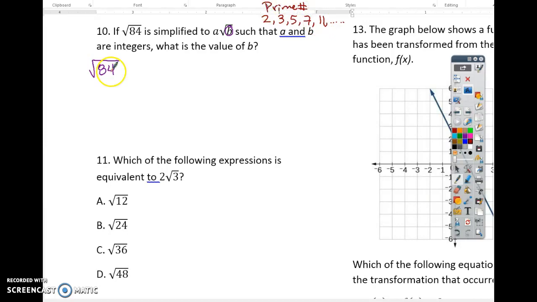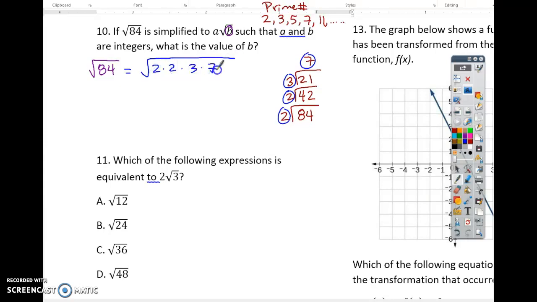And I can start dividing 84. So 84 can be divided by 2. That gives me 42. 42 can be divided by 2. That gives me 21. 21 can be divided by which one of these numbers? It can be divided by 3 and it can be divided by 7. I'm going to do 3 because 21 divided by 3 is 7. So these are my prime numbers. 7, 3, 2, 2. You put them on the inside. So 2 times 2 times 3 times 7.